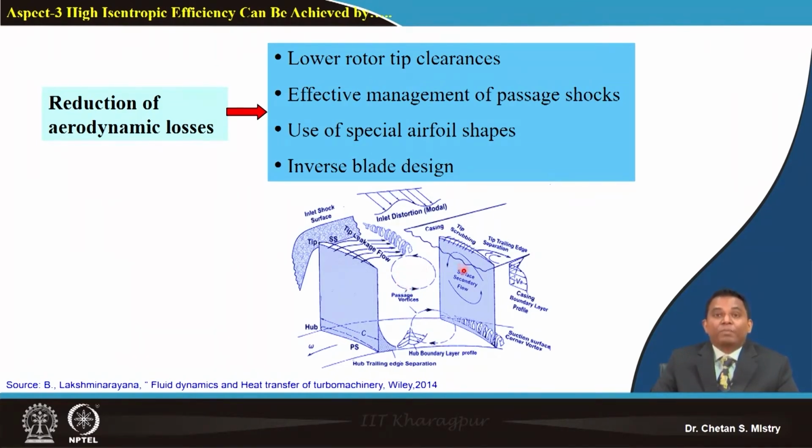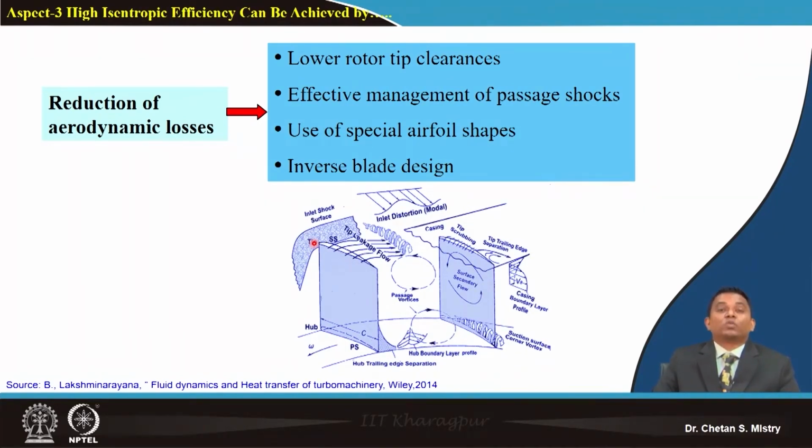At the same time, we will have secondary losses based on the kind of flow going inside my compressor. We can call that an inlet distortion. Accordingly, my flow behavior will be changing. It also depends on my shock structure if I am talking about a supersonic or transonic compressor. Okay. So the next thing is to take care of these losses.